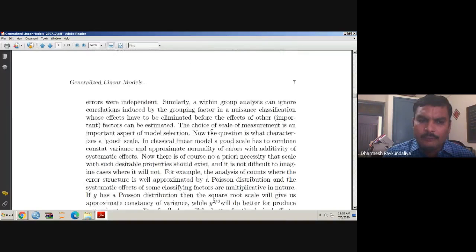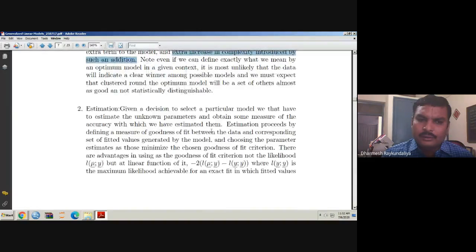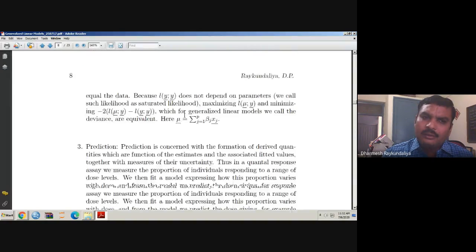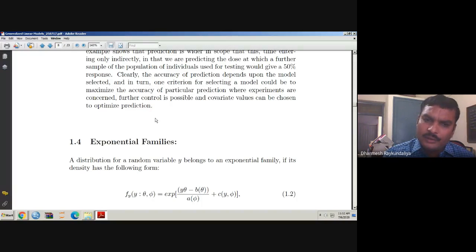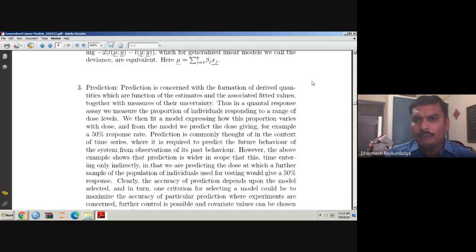And then in the second step we will discuss the estimation. Once the model is decided, you have to go for the estimation part, and then the third part is the prediction part. So there are three steps under the line of the Box and Jenkins scheme. That part we will see tomorrow.